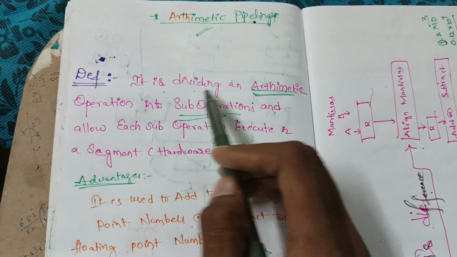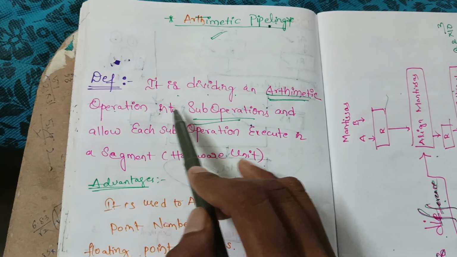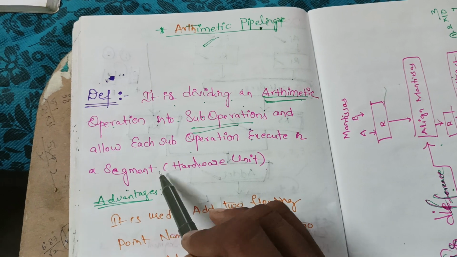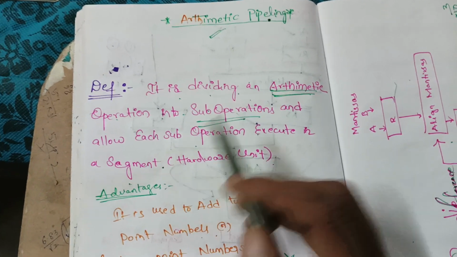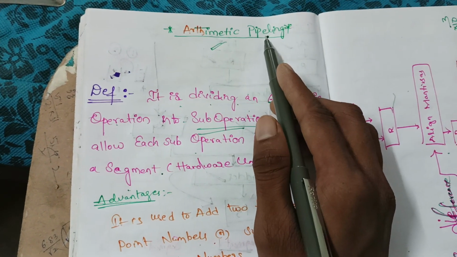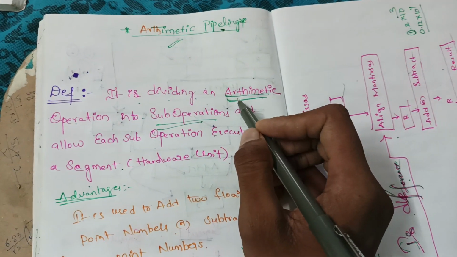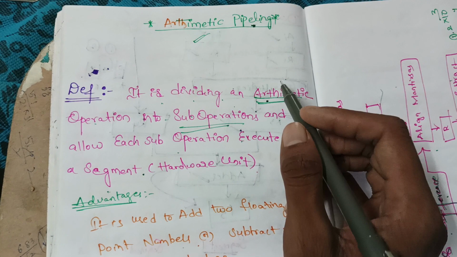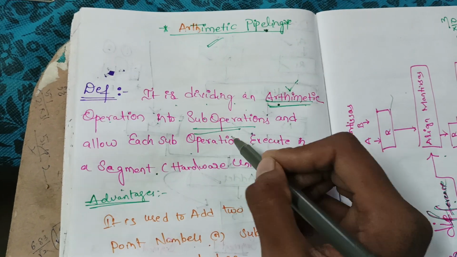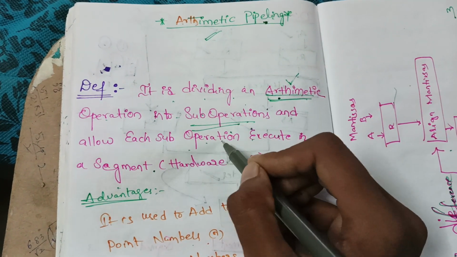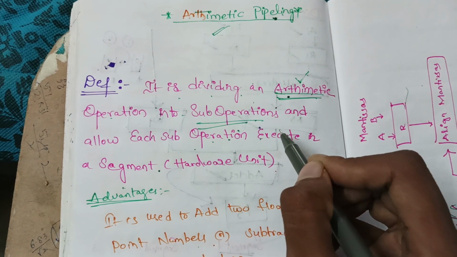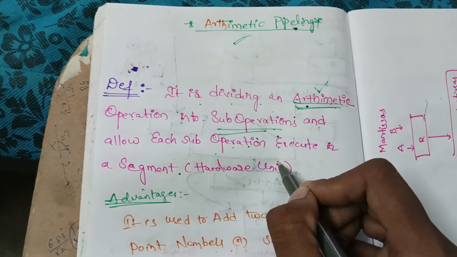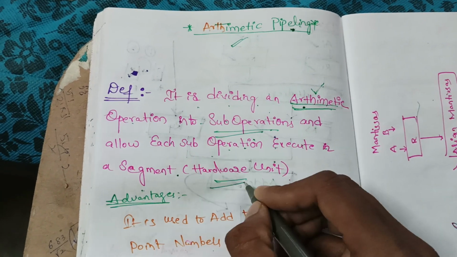It is dividing an arithmetic operation into sub operations and allowing each sub operation to execute in a dedicated segment. Here is the only difference. In the previous video, in the pipelining definition, we used only a process, but here the process is an arithmetic operation, so that arithmetic operation can be divided into sub operations and each sub operation can be executed using a dedicated segment. Here the dedicated segment is a hardware unit.